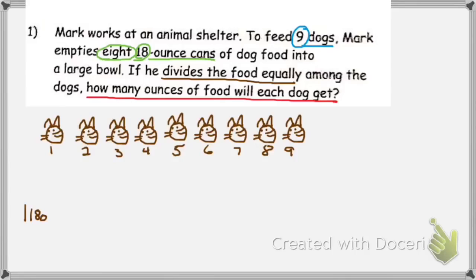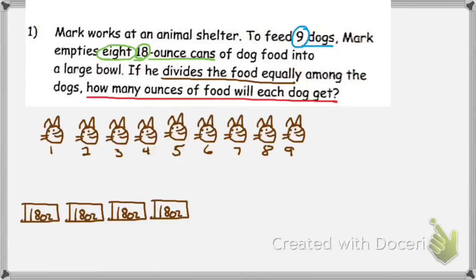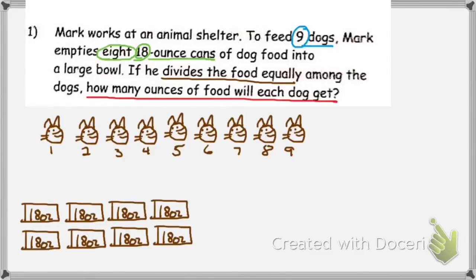So I'm going to write 18 ounces. I'm going to make a square around it. There you go, there's my can. I need 8 of them. I'll put 4 on the top and 4 on the bottom, giving myself 8 18-ounce cans.